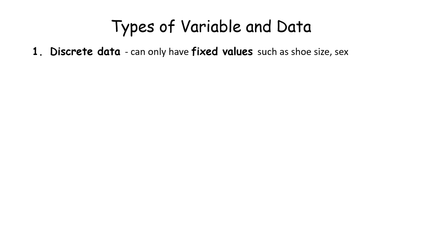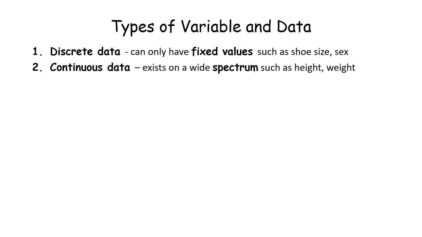First thing we have are discrete data or variables. These are variables that can only have fixed values and you fit into a particular group. So a good example is your shoe size or sex. Continuous data, on the other hand, is data where you exist on a spectrum. Height and weight are good examples of these.